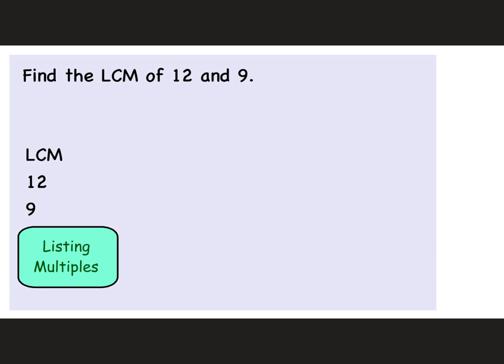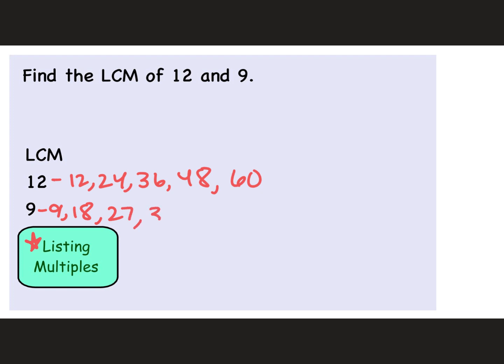Now, when we're trying to find the least common multiple of two numbers, one of the methods that we can do is listing out the multiples. So that means just skip counting by that number. 12, 24, 36, 48, 60. I'm going to pause there. Now I'm going to do the multiples for 9. 9, 18, 27, 9 times 4, 9 times 5, 9 times 6.